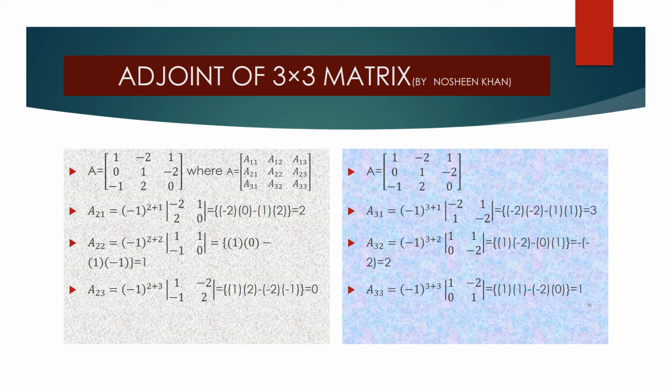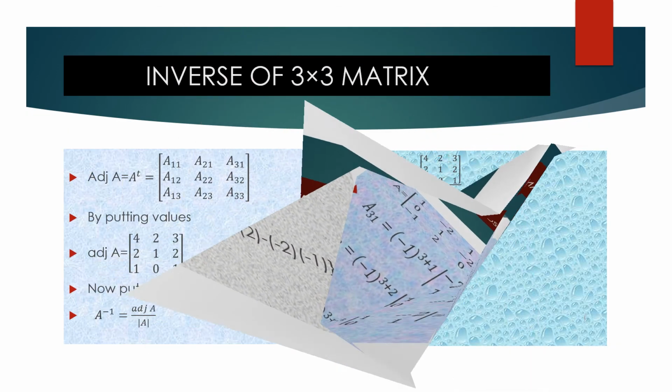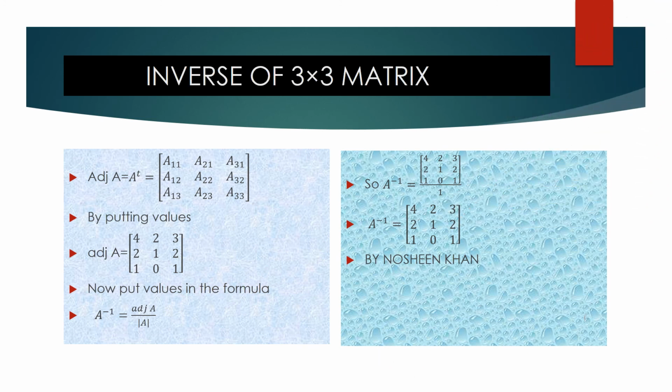Now put all these values in the A transpose matrix. Okay, now put all the cofactor values of A11, A21, A31, A12, A22, A32, A13, A23, A33 in the A transpose matrix. So by putting the values, adjoint of A is equal to 4 2 3, 2 1 2, 1 0 1.